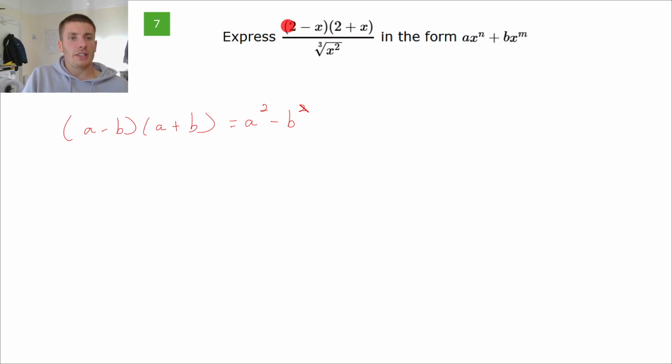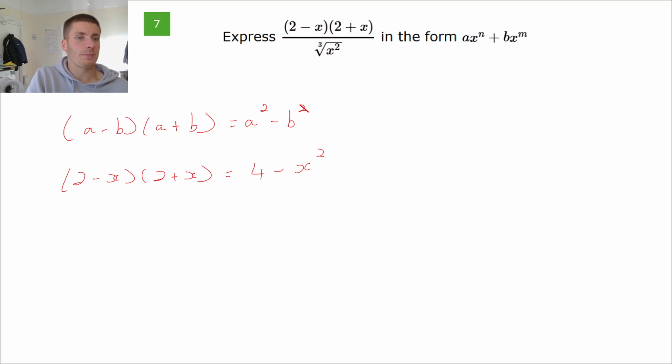So looking at this top part, you could expand it. Sorry, I'm just complicating it a bit. If you wanted to, you could just expand your double brackets, but this makes it quicker. So if we write 2 take away x bracket 2 plus x, we're going to get a squared, where a is 2, so we're going to get 4, take away b squared, b is x, so take away x squared. So that is my numerator part of this, and we are dividing by this.